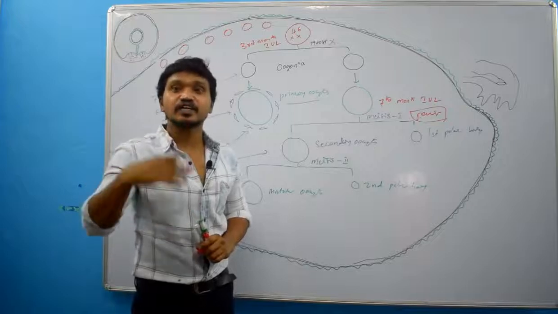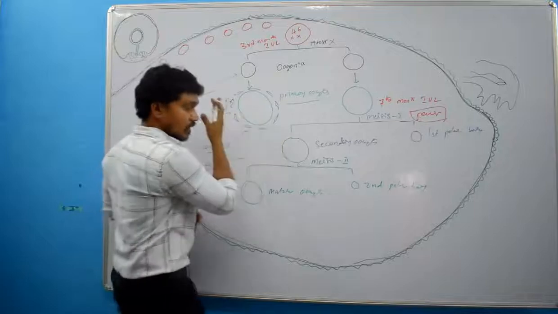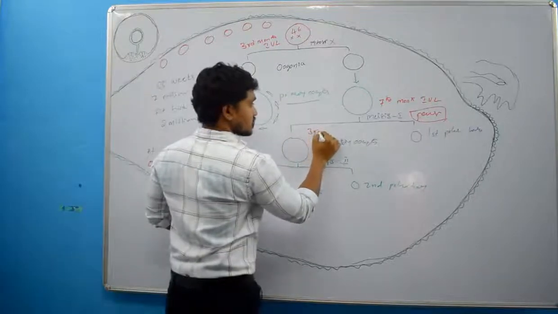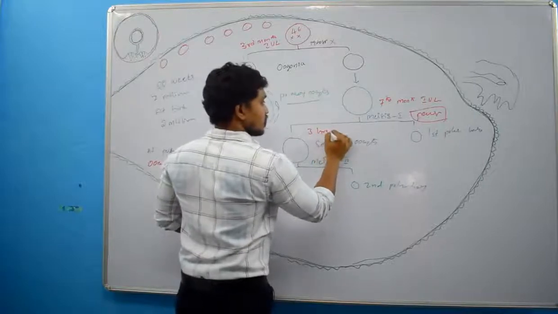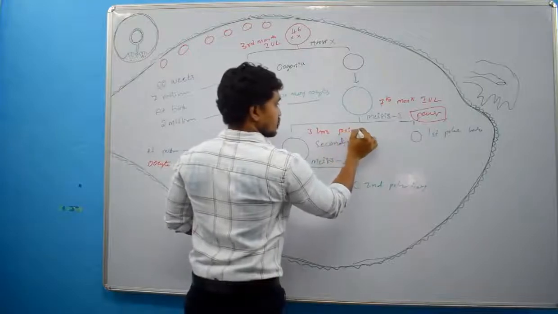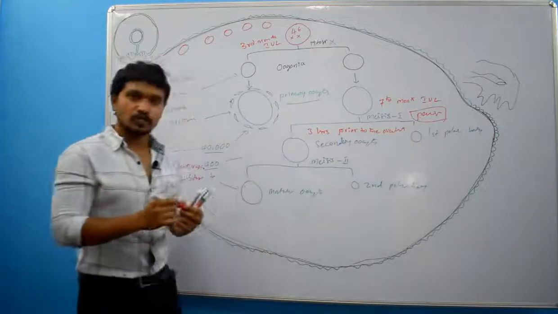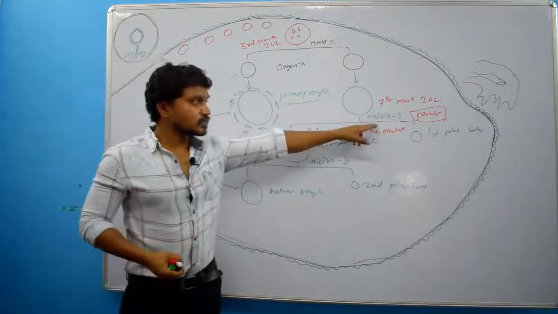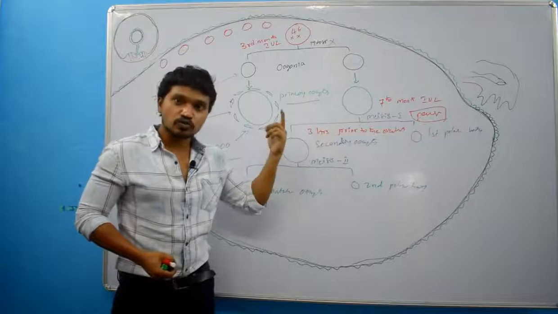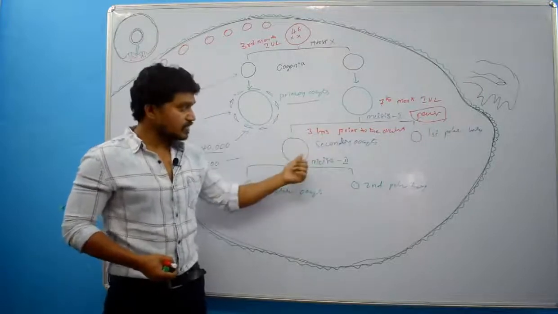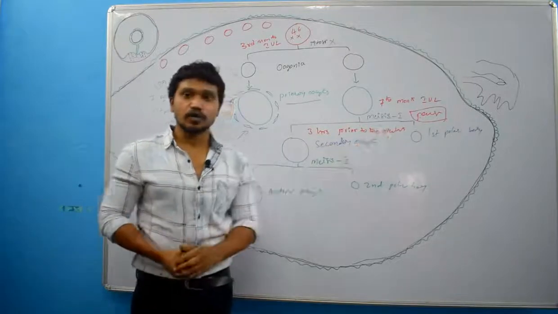When it resumes, around 3 hours prior to the ovulation, this arrest will be released and meiosis 1 will resume, and it completes meiosis 1, and there will be production of a secondary oocyte and first polar body.